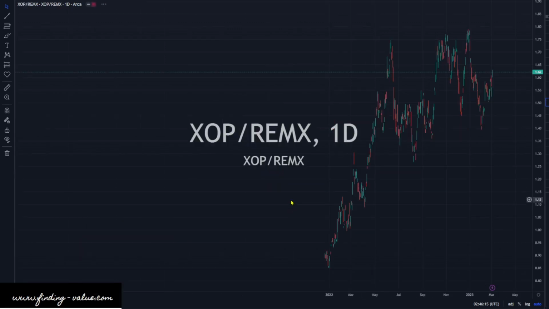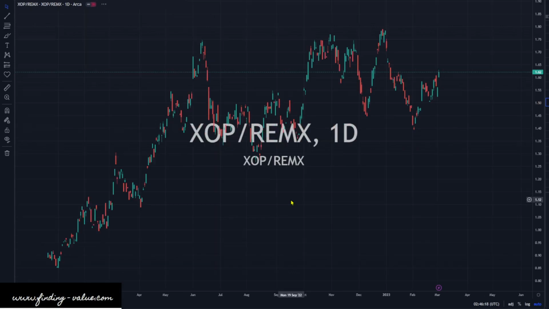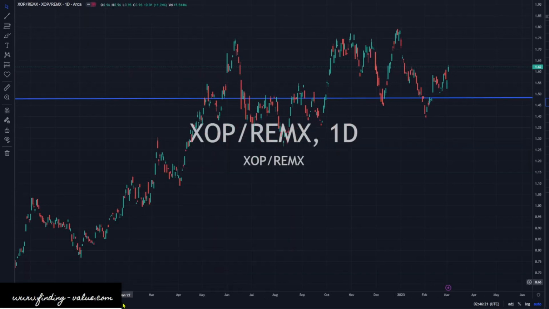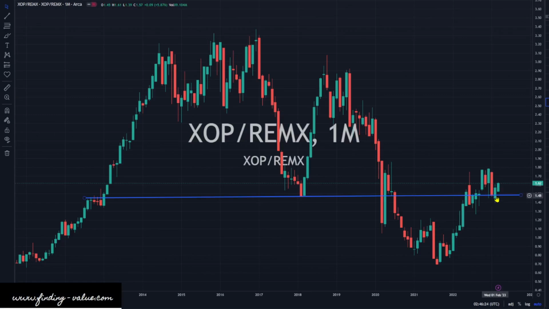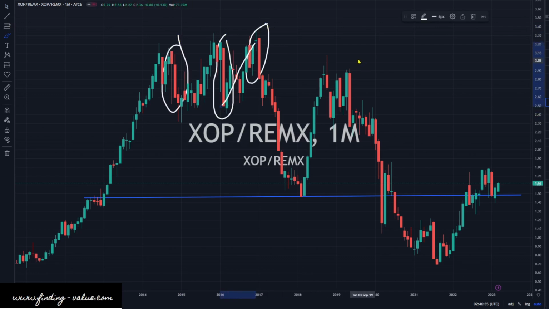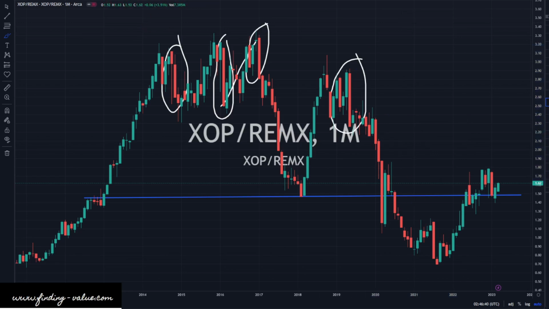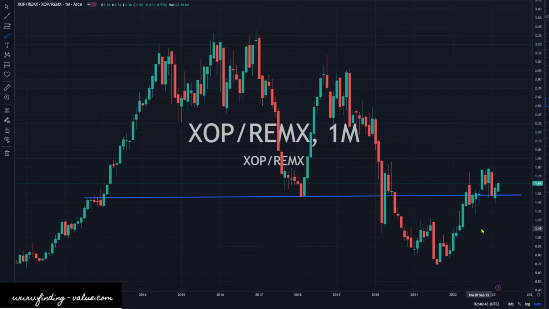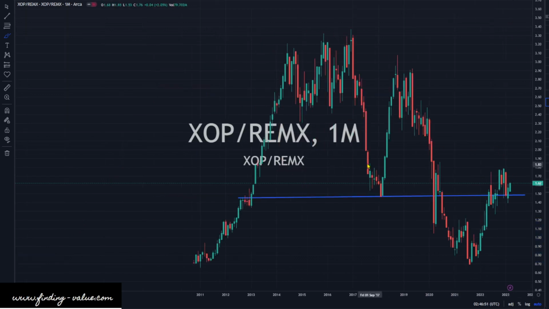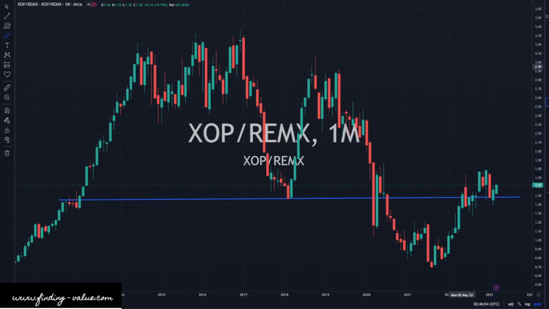Now switching to XOP versus REMX. What this is signaling is that we could potentially break to the upside where we see XOP outperform REMX. This one up here, you can see all these big red candlesticks, and it's struggling to come on up. What that is signaling is that we're going to have a move lower where REMX is going to outperform XOP. And then what happened is we bottomed, and this is where you want to get long in XOP back in 2021, at least against REMX. And I do think we could see further upside for XOP.